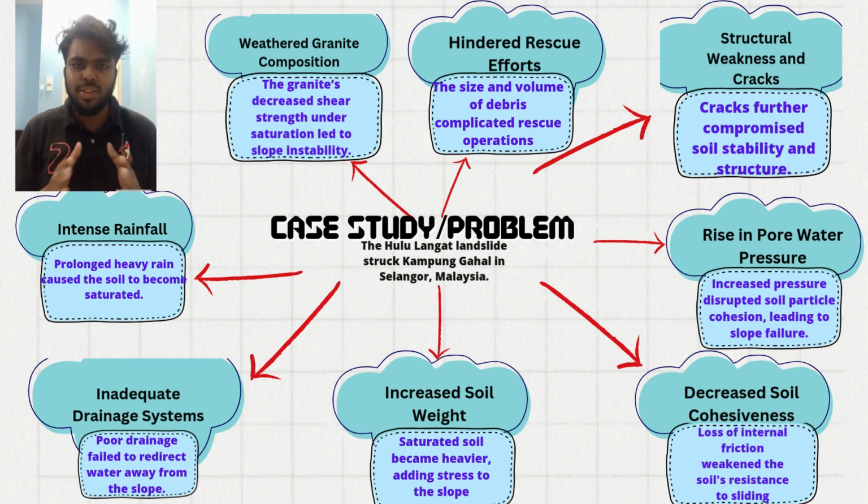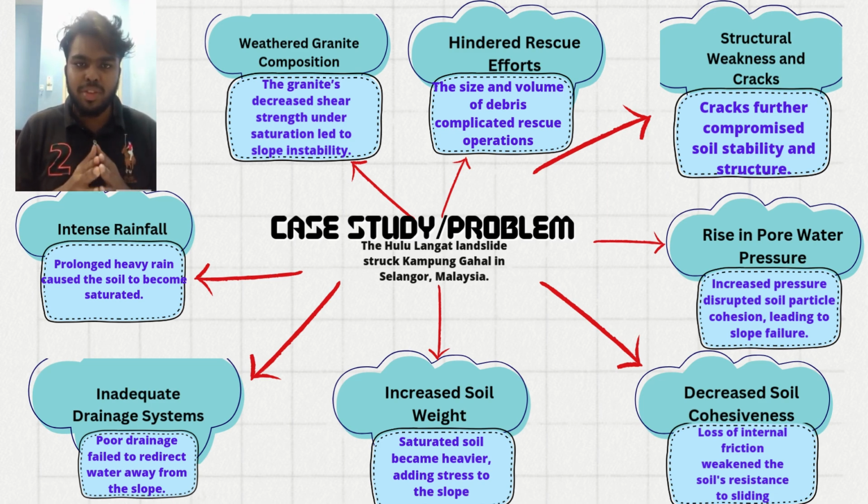Secondly, intense rainfall. This saturated the soil, increasing pore water pressure and weakening the soil structure. Thirdly, poor drainage systems. This system failed to redirect water, leading to water accumulation and made the soil unstable. Fourthly, increased soil weight. Saturated soil became heavier, adding stress to the slope. Next, decreased soil cohesiveness. Water saturation reduced cohesion between soil particles, weakening internal friction and making the soil more prone to sliding.